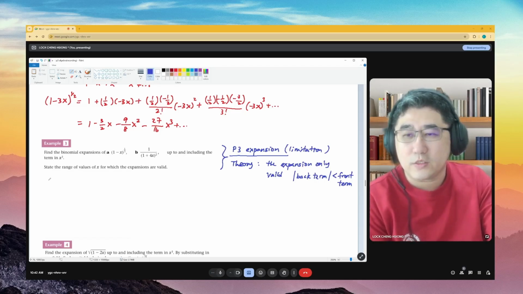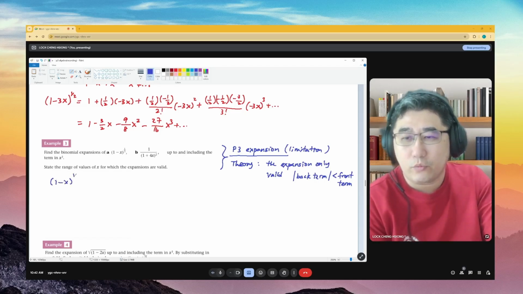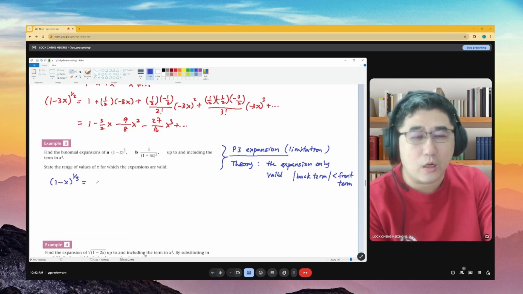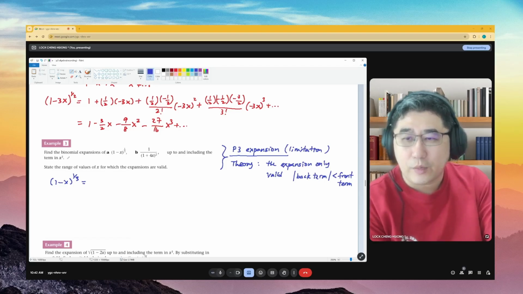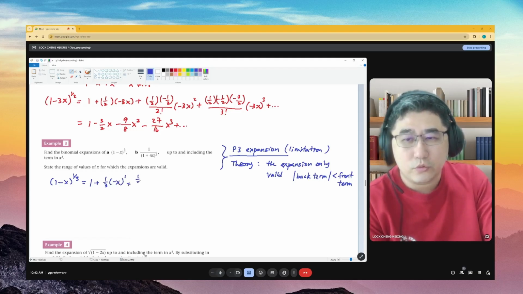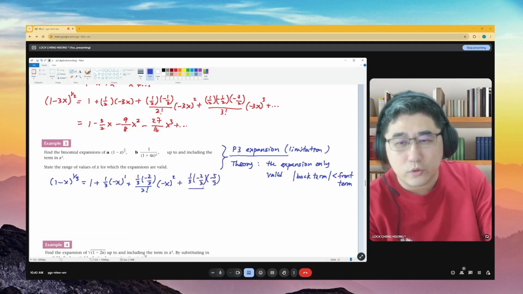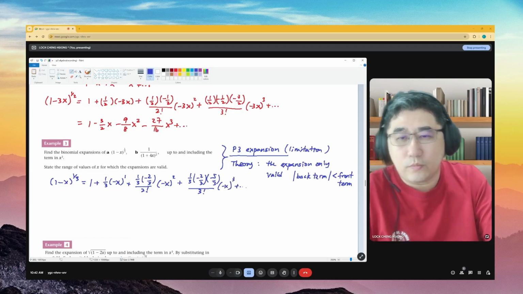So let's say I want to have (1 minus x) power of 1 over 3. For the sake of illustration, I'm going to expand this up to x cubed. So 1 plus 1 over 3 times negative x, plus 1 over 3 times negative 2 over 3 over 2 factorial times negative x squared, and 1 over 3 times negative 2 over 3 times negative 5 over 3 over 3 factorial times negative x cubed plus dot dot dot.